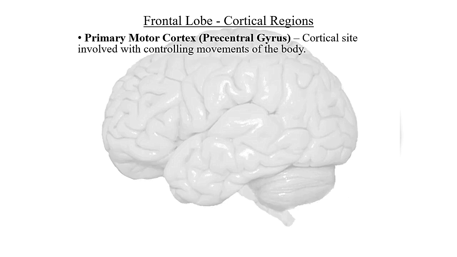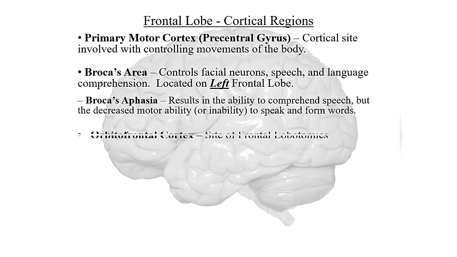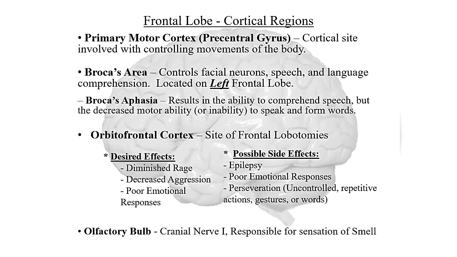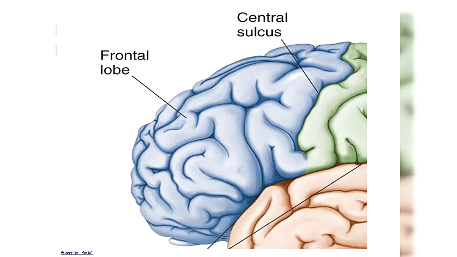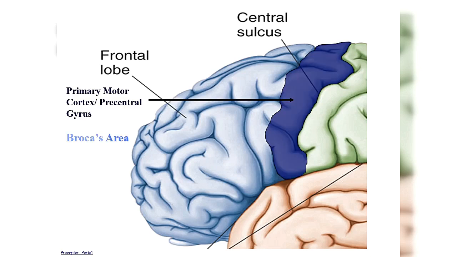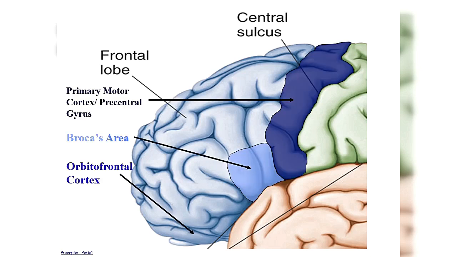The frontal lobe includes the primary motor cortex, Broca's area, and the orbitofrontal cortex. These regions control movement, speech, and emotional responses. This detailed view highlights the primary motor cortex, Broca's area, orbitofrontal cortex, and olfactory bulb, showing their specific locations and functions.